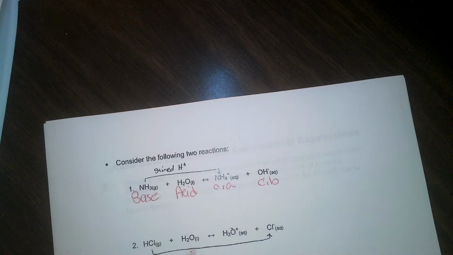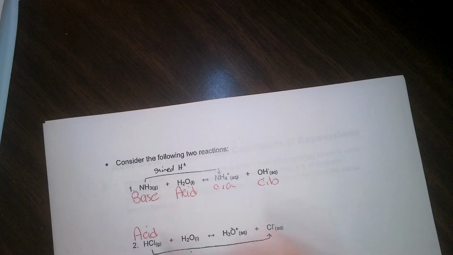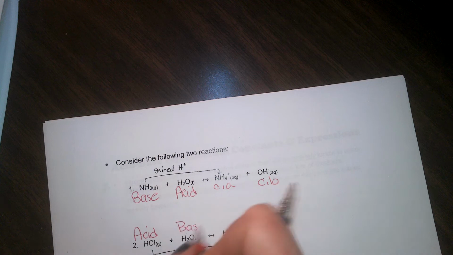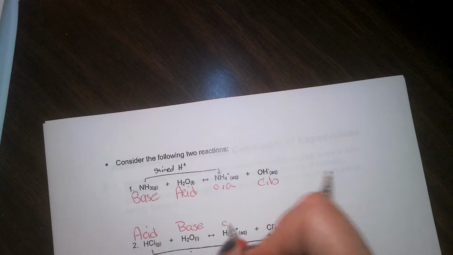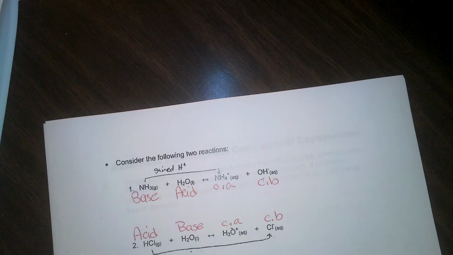Here, when I look at hydrochloric acid reacting with water, I get a hydronium ion and a chloride ion. What happens to the hydrochloric acid? It donated the proton. It's the acid. Water became the base. Hydronium ion is the conjugate acid, and chloride ion is the conjugate base. So don't ever get in your brain that hydroxide ion can be the only base indicator. Okay?